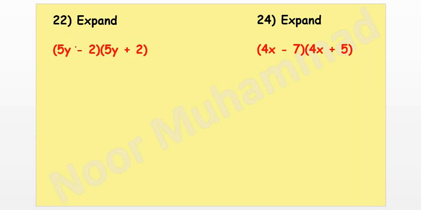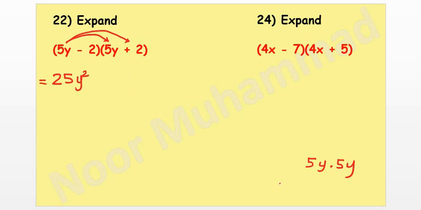Now I will solve question number 22 with you. Then you will pause the video and solve question number 24. Let's start. Let's multiply 5y with this 5y, and then multiply 5y with this positive 2. So what will we get? 5y times 5y. 5 5s are 25, and y times y is y squared. So it will give us 25y squared.